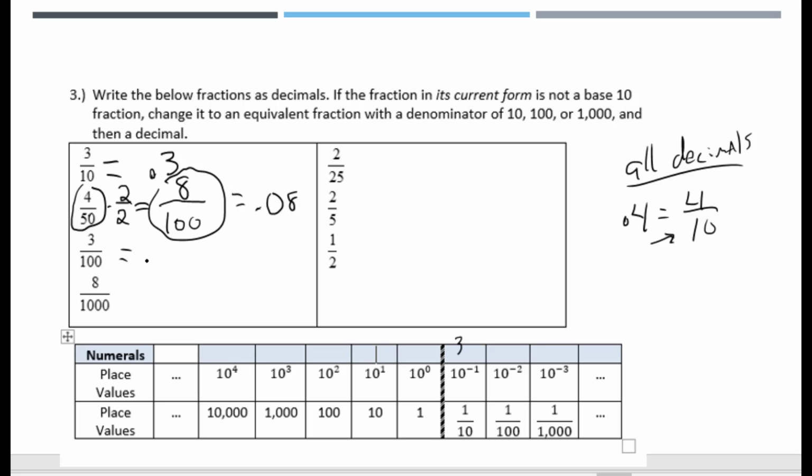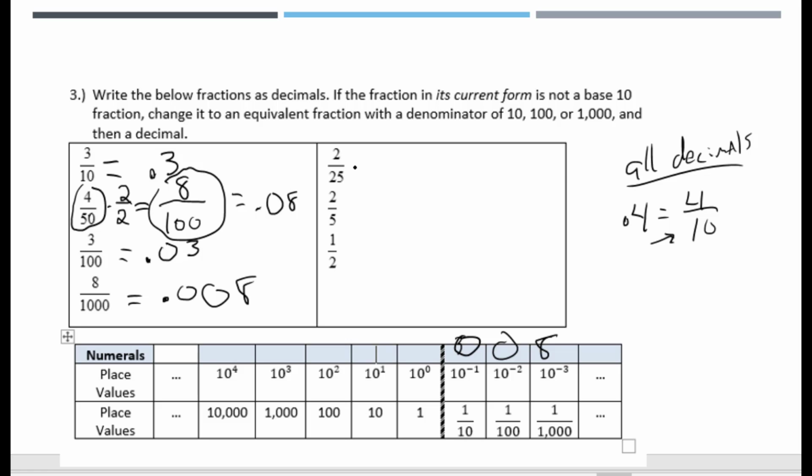3 over 100, that should be simple, right? None in the tens place, 3 in the hundreds place. 8 over 1,000, decimal, none in the tens place, right? None in the tens place, none in the hundreds place, 8 in the thousands place, just like that, 0.008.